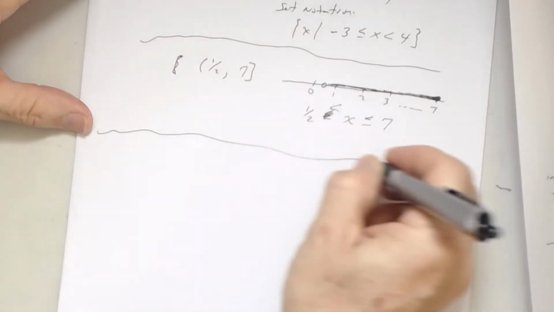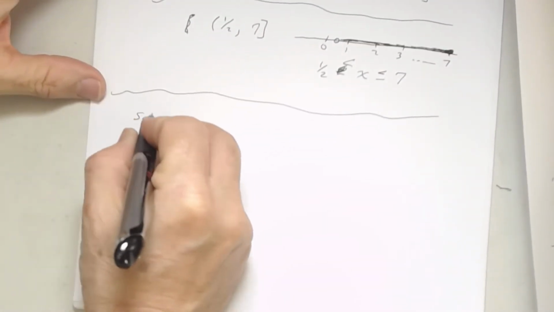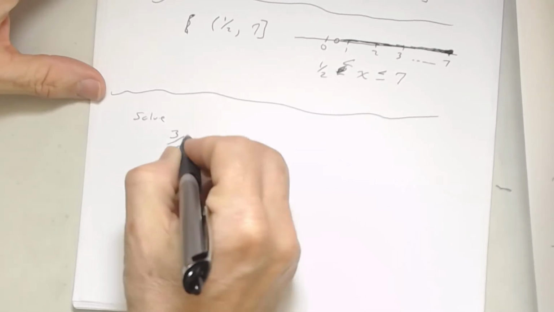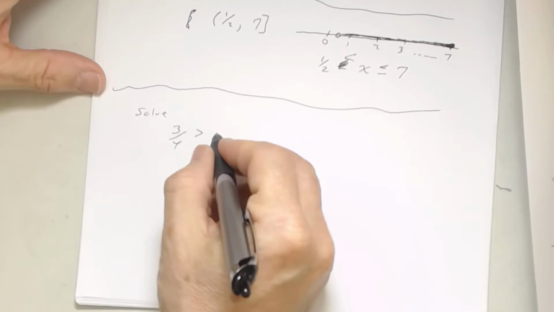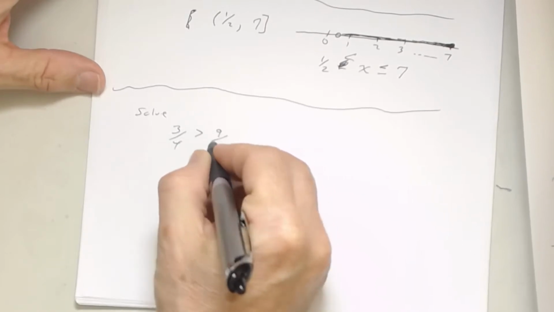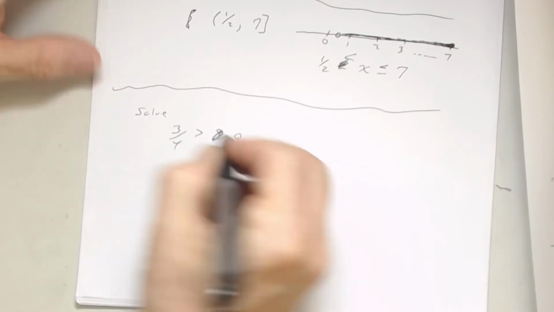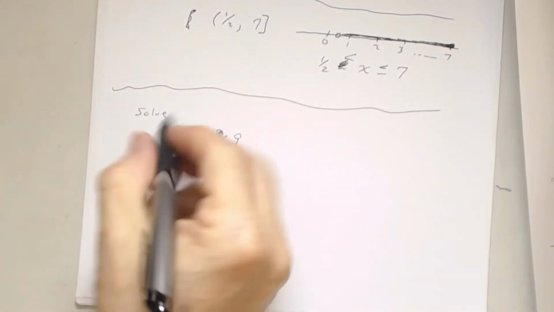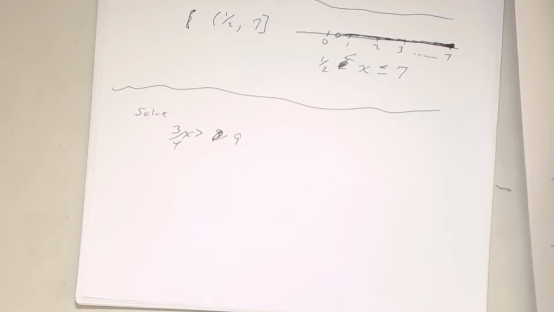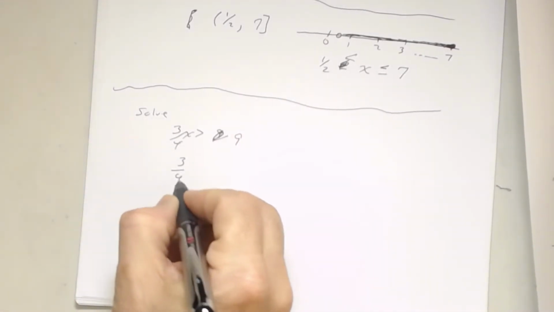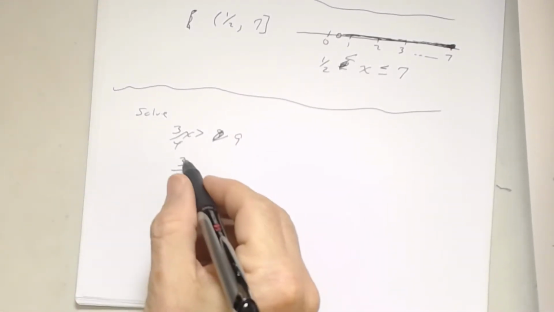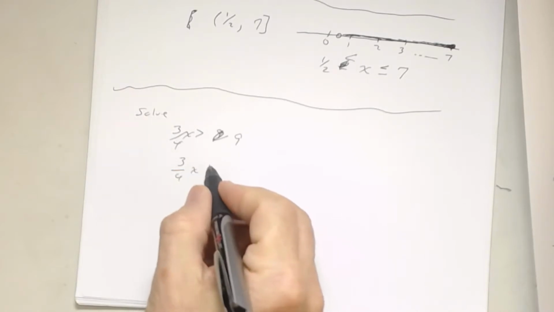Okay, now let's look at this. Suppose we had 3/4 x is greater than, let's say, 9. That's an x. 3/4 x. All right. How do you get x by itself? Divide both sides by 3/4, right?